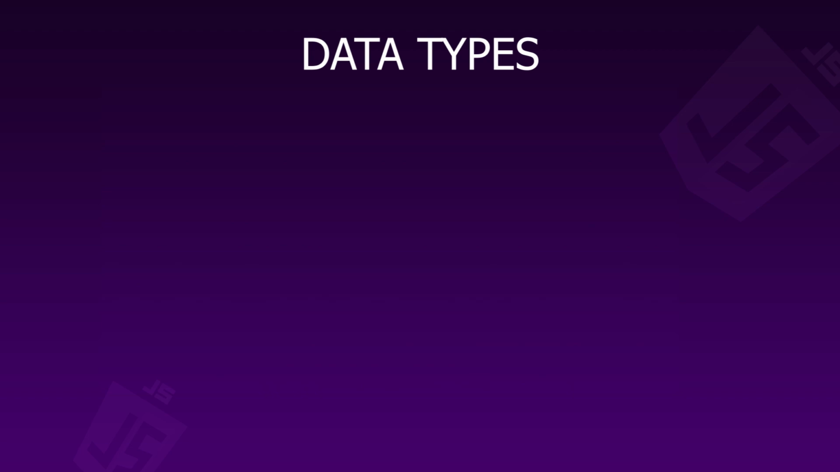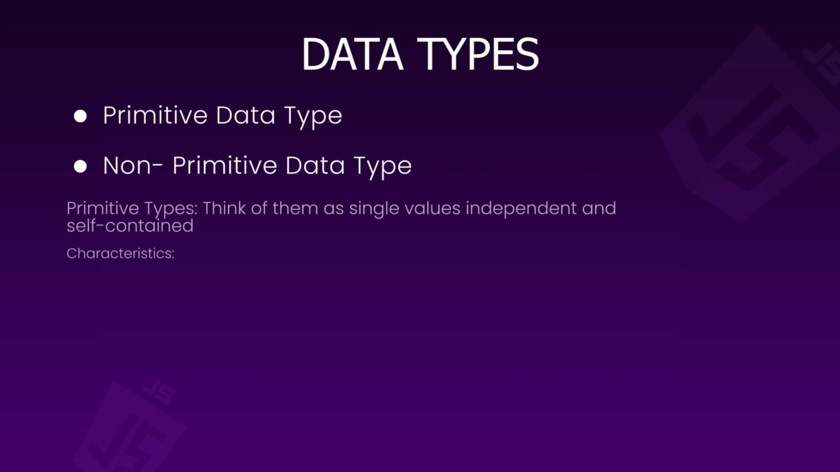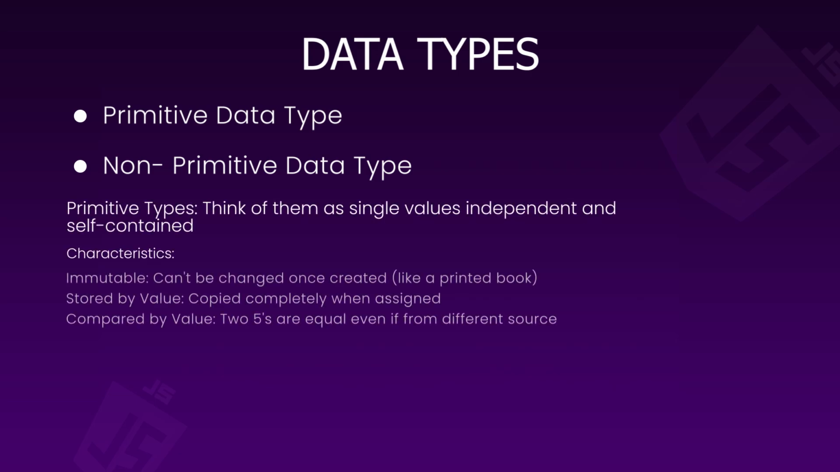So, in the previous video, we talked about setting up VS Code, and in this video, we'll be talking about data types in JavaScript. In JavaScript, there are two categories of data types, which are the primitive types and the non-primitive types.